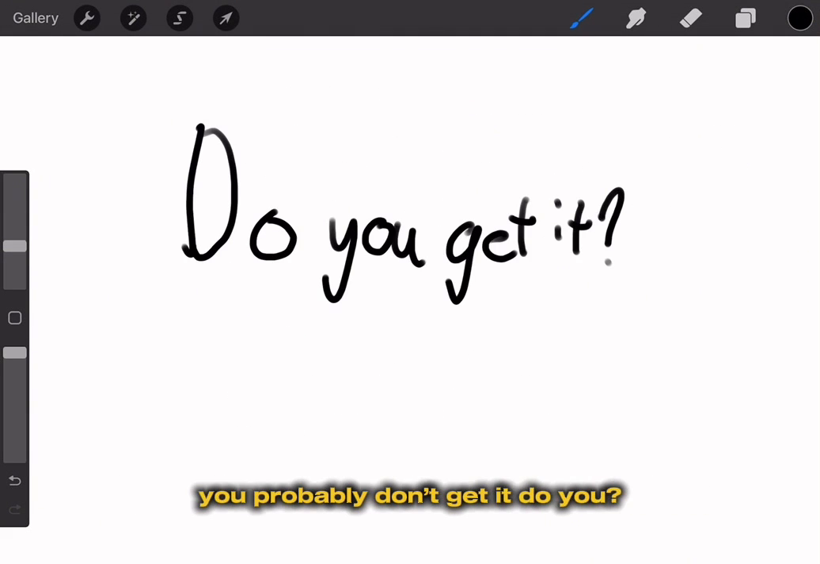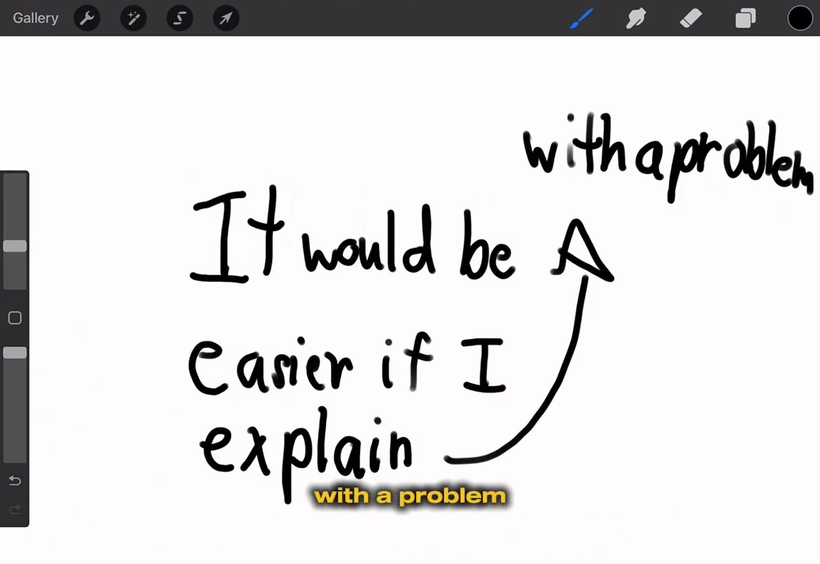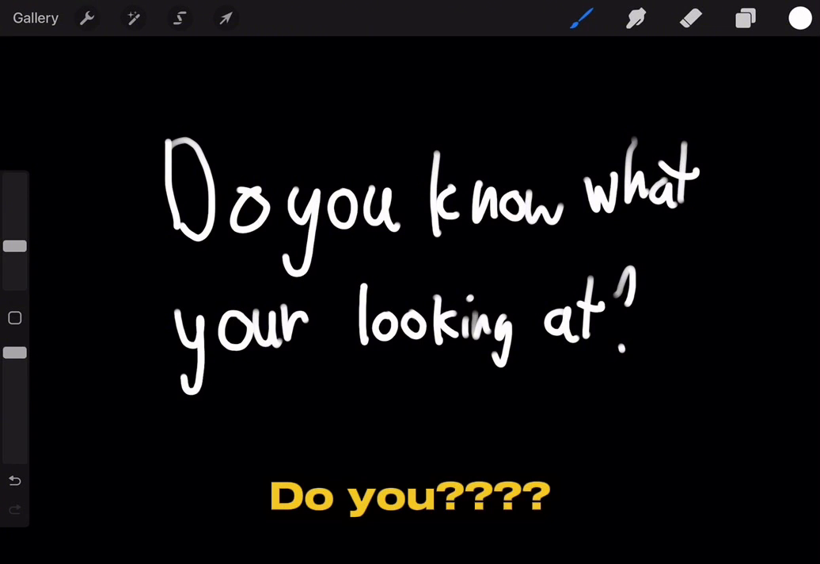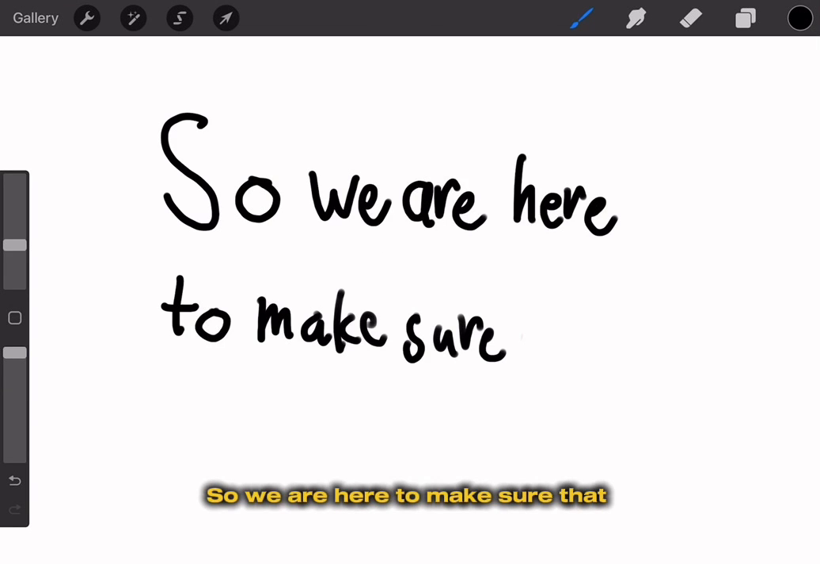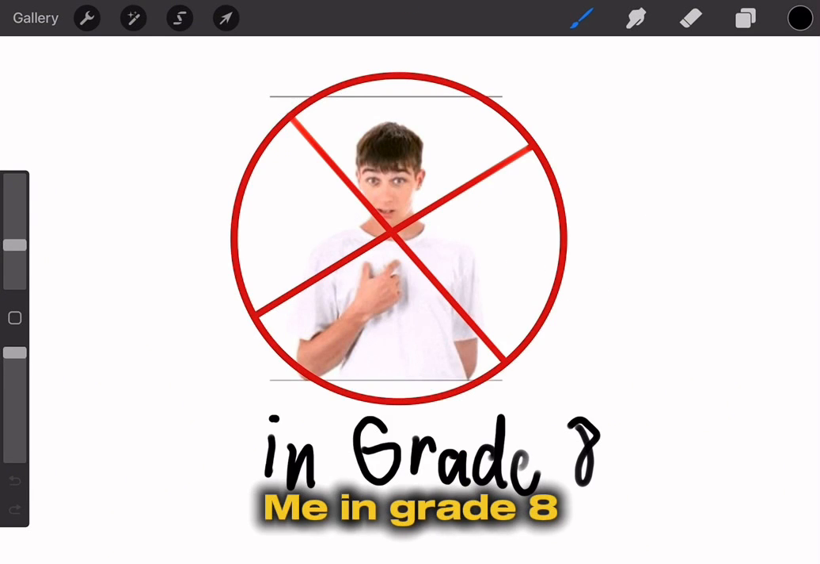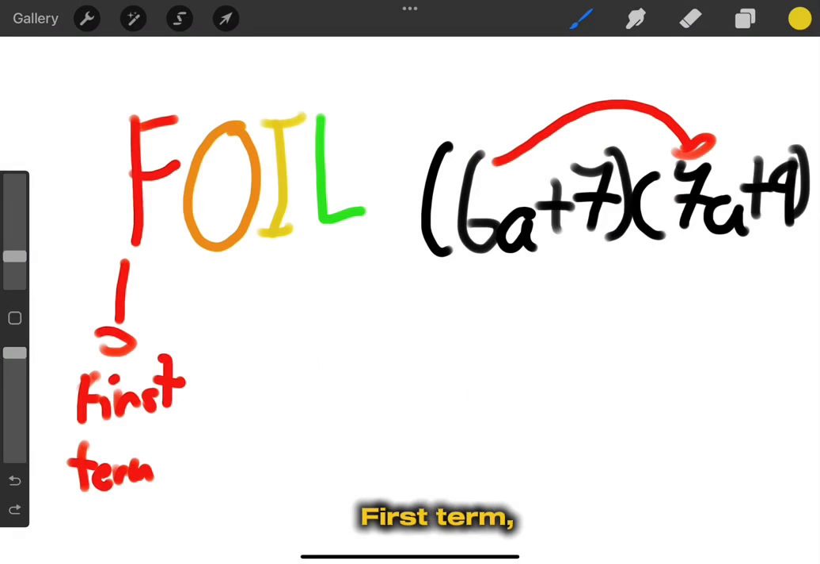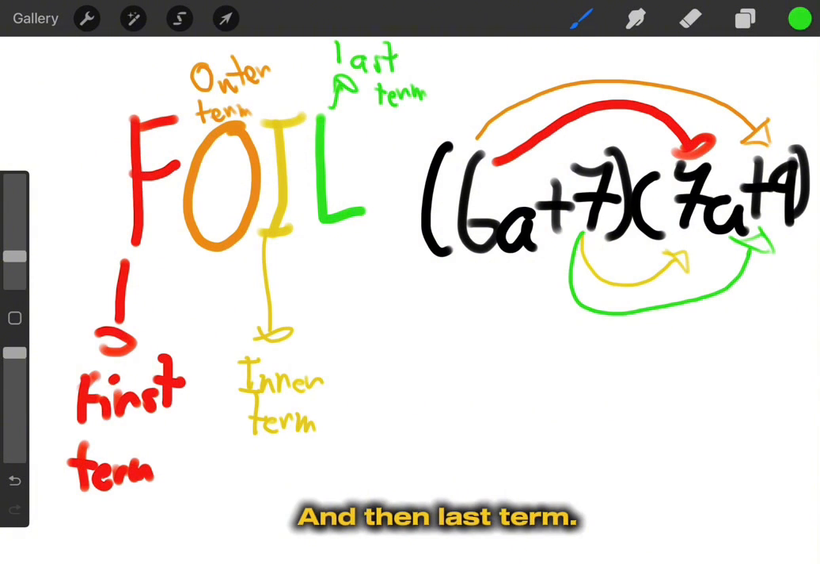Now, anime aside, expanding quadratic equations is multiplying numbers into its expanded form. You probably don't get it, do you? Yeah, it would be easier if I just explain it with a problem. This is the expression that we will be expanding. Do you know what you're looking at? Don't worry, I didn't know what I was looking at either when I was in grade 8. So we are here to make sure that you don't end up like me in grade 8. The method we will be using is called the rainbow method or the FOIL method, meaning the first term, outer term, inner term, then last term.